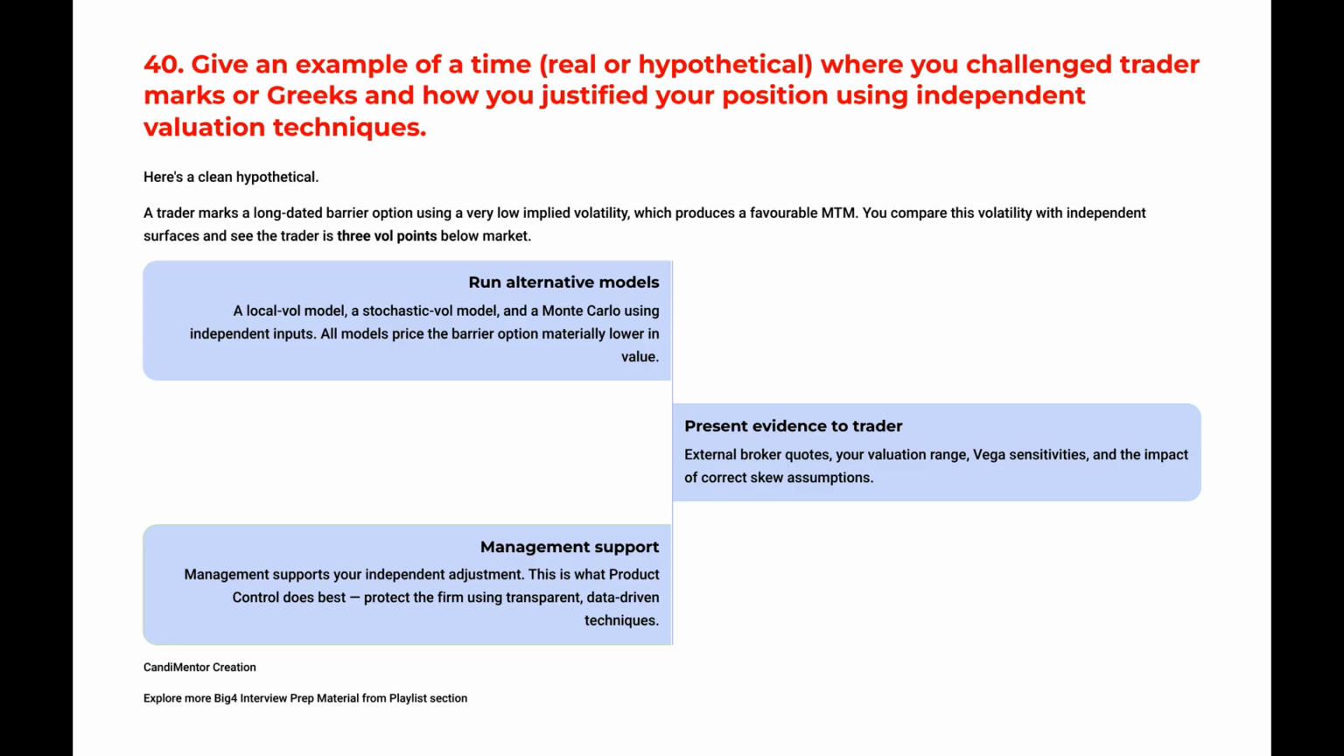You run a local vol model, a stochastic vol model, a Monte Carlo using independent inputs. All models price the barrier option materially lower in value. You show the trader external broker quotes, your valuation range, Vega sensitivities, the impact of correct skew assumptions. Management supports your independent adjustment. This is what product control does best. Protect the firm using transparent, data-driven techniques.